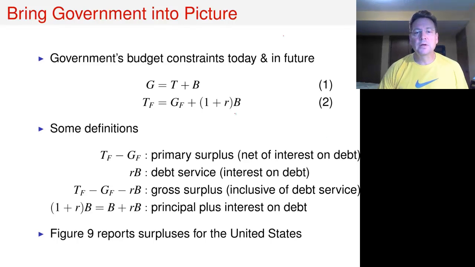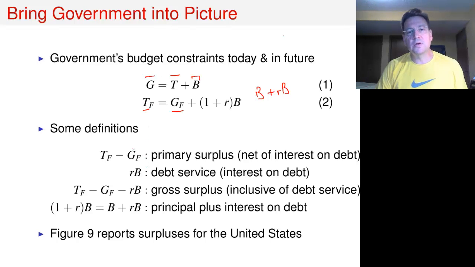So if you think about today, government spends G on goods today, and T is the amount of revenue that it raises. The difference between those is borrowing. So that's government debt. In the future, government also has some spending that it undertakes, but now it has to not only pay off the debt, that's the B term, but it also has to pay interest on the debt. So that's the R times B term. And they're going to have to do this by raising sufficient taxes.